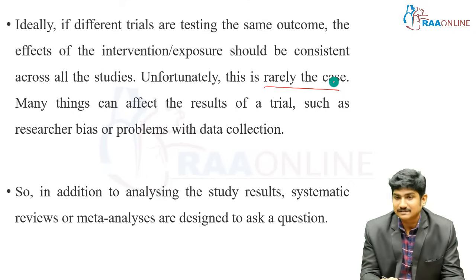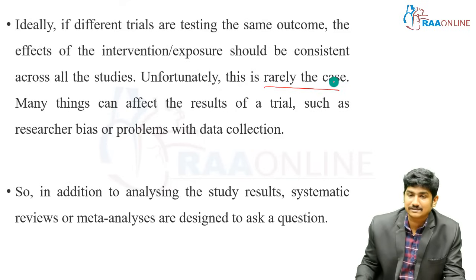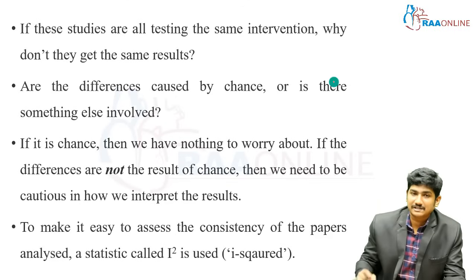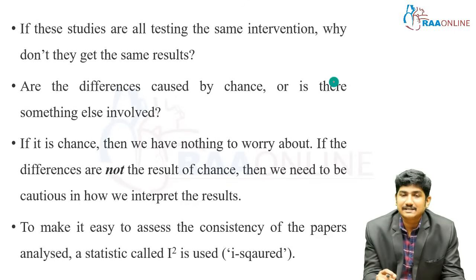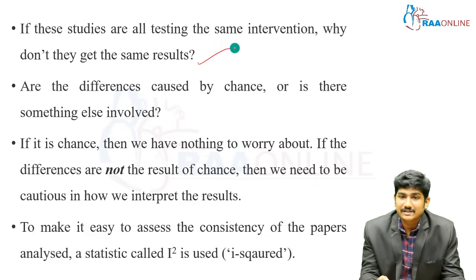So many things can affect the results of a trial, such as researcher bias and problems in data collection. All these things can matter, okay? So in addition to analyzing the study results, systematic reviews or meta-analyses are designed to ask one particular question. Whenever you see a meta-analysis of various studies, there will be one question being asked. That is, if these studies are all studying the same intervention, why don't they get the same result, right? You need to think about it, right? Each and every study is conducting the same study, but ultimately they are getting different results, right?